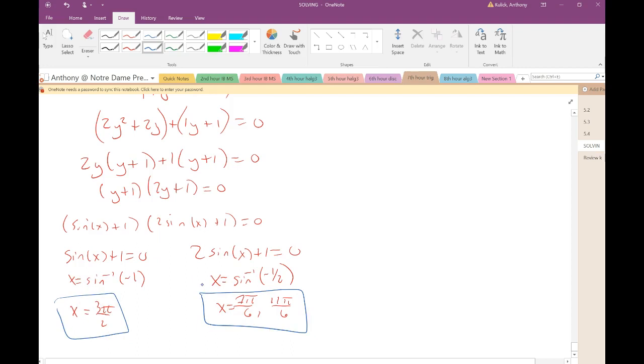But the directions for this problem were a little bit different. Here it wanted all the solutions. So the way I will write these then is 3 pi over 2 plus 2 pi k.